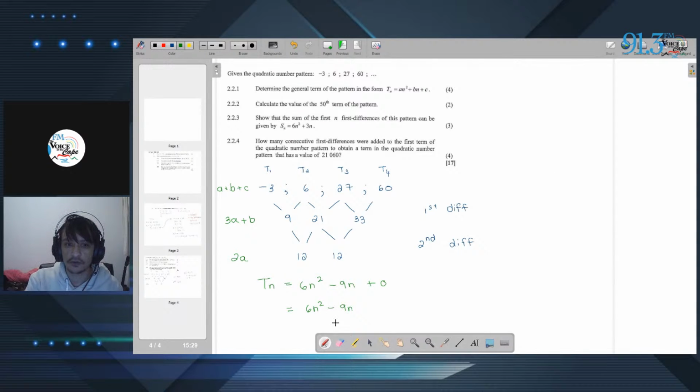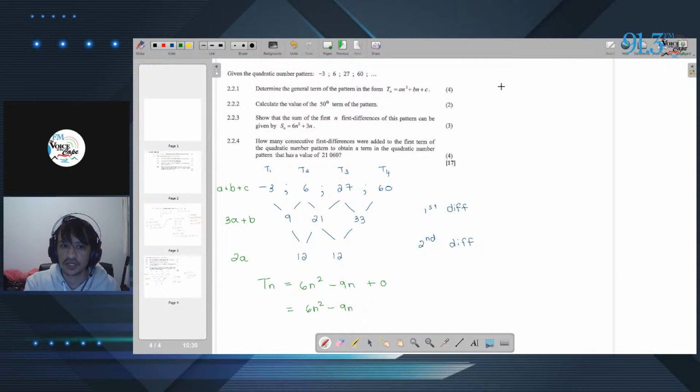Now, for the second question, they say calculate the value of the 50th term of the number pattern. So they're saying that n is equal to 50. So wherever you see n, you replace it with the number 50, and you substitute it into the equation we found in 2.2.1. So remember, often in mathematics, the next question you see is a follow-up question from the previous question. They all link into each other. So let us take a look and see what we come up with.